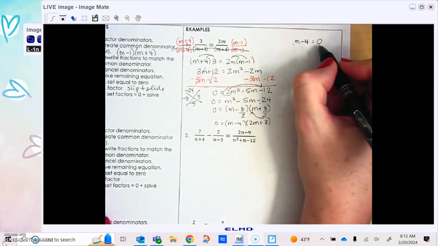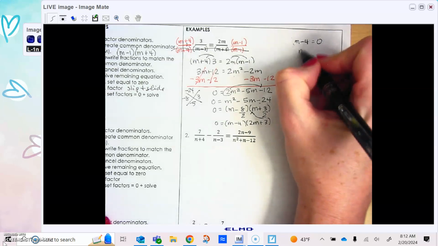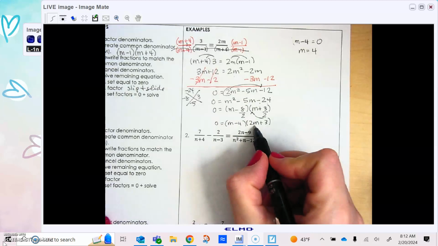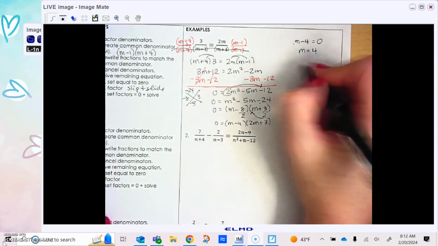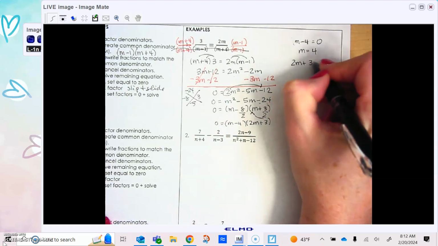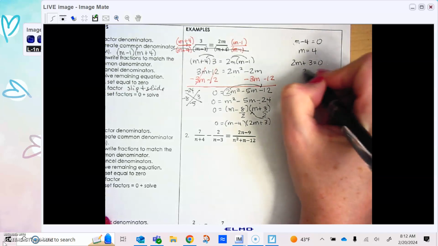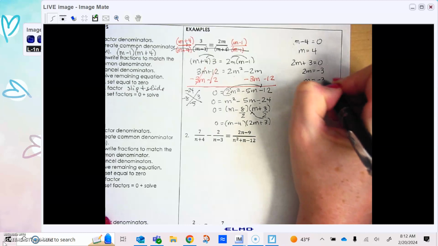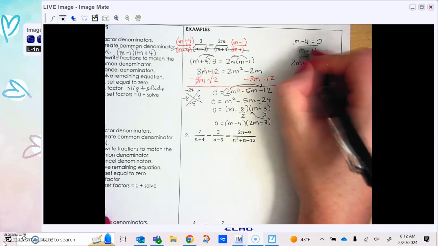So m minus 4 equals 0. I add 4 to both sides and get m equals positive 4. Then I'm going to take this group, 2m plus 3 equal to 0. I'm going to subtract 3 from both sides and then divide by 2. So those are my answers.